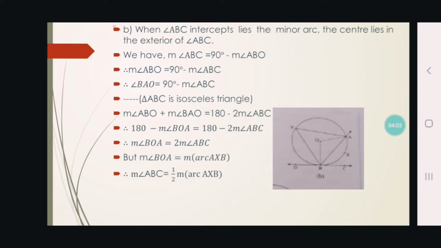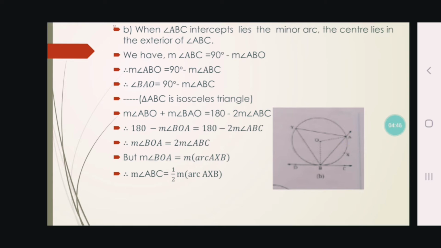Fine. Now here OB and OA are the radii of the circle, so their base angles will be equal to one another. So angle OBA will be equal to angle OAB. Now here measure angle ABC will be equal to what? It will be equal to measure angle OBC minus measure angle OBA.